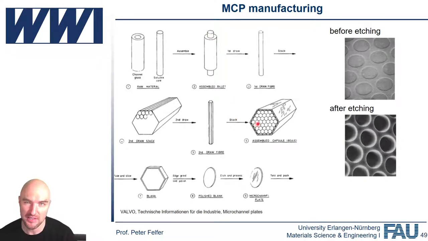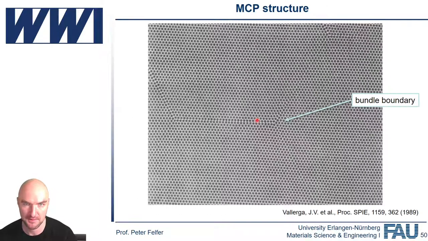The reason why we should care is because where these bundles meet, there are defects in the microchannel plates. And if you make field desorption images from the atom probe, you will actually be able to see those bundle boundaries. Yeah, because at those bundle boundaries, you have a slightly reduced detection efficiency. And this is actually an image of that, where you can see the hexagon where those bundle boundaries are.